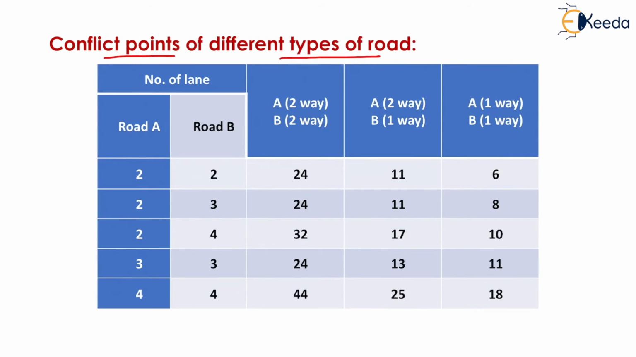In the first column we had written the number of lanes for road A and for road B. If road A has 2 lanes and road B also has 2 lanes, and if road A is a two-way road and road B is a two-way road, then there will be 24 conflict points. Similarly, if road A is two-way and road B is one-way, then there will be only 11 conflict points. Now if road A is one-way and road B is one-way, then there will be only 6 conflict points.